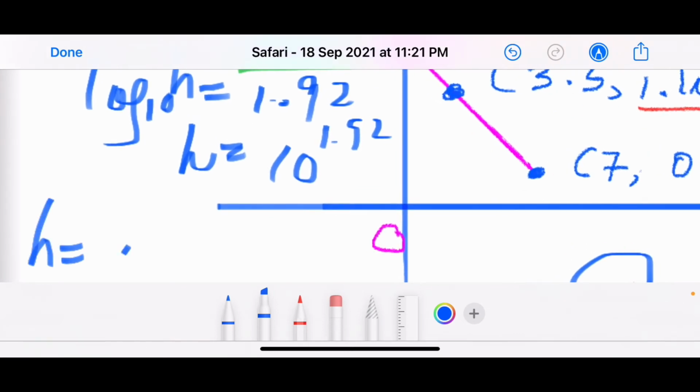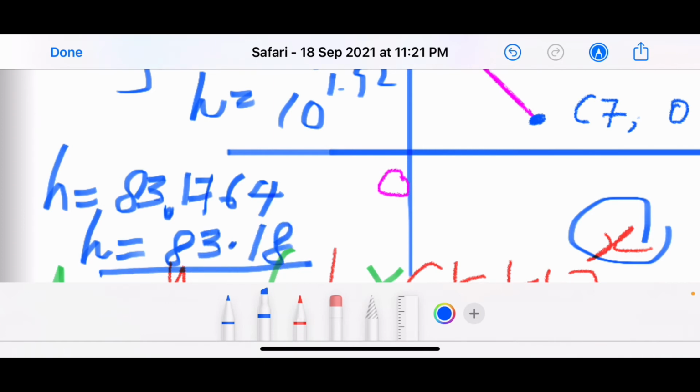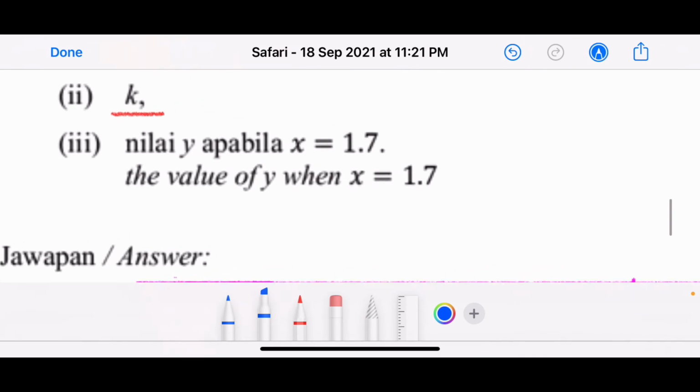So h is 83.1764. So if 4 significant figures, it is 83.18. Alright, so that's the answer for the constant h. And the answer that we need to solve finally is find the value of y when x is 1.7.